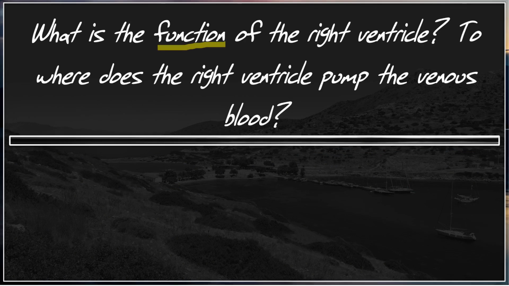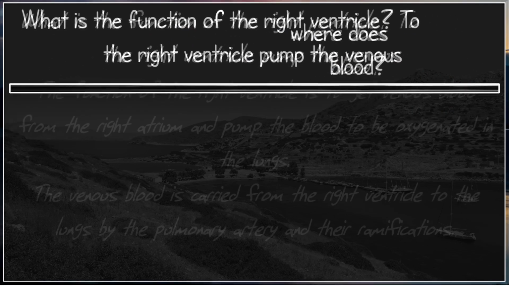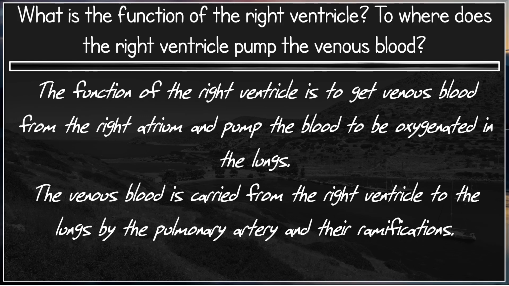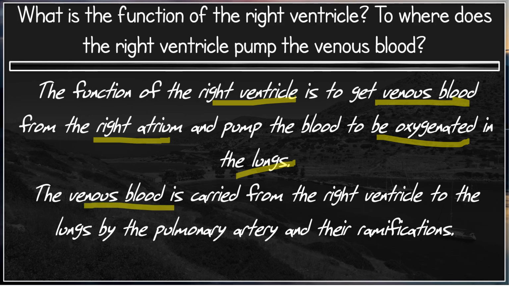What is the function of the right ventricle? To where does the right ventricle pump the venous blood? The function of the right ventricle is to get venous blood from the right atrium and pump the blood to be oxygenated in the lungs. Venous blood is carried from the right ventricle to the lungs by the pulmonary artery and its ramifications.